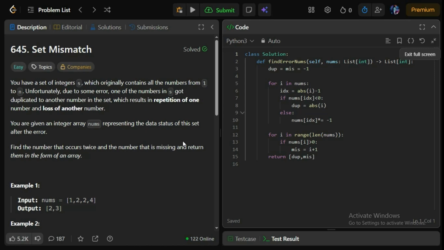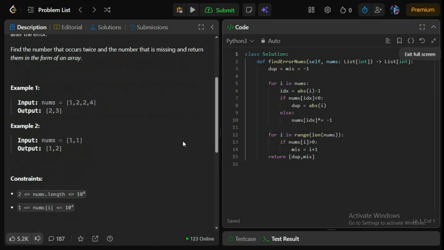Now let's understand it with the help of examples. As we can see in example 1, we are given an array with 4 elements. That means the numbers will be from 1 to 4 only. In the output they have returned 2 and 3, in which 2 is the repeated number and 3 is the missing number. Same in example 2, the output is 1 and 2, where 1 is the repeated number and 2 is the missing number.